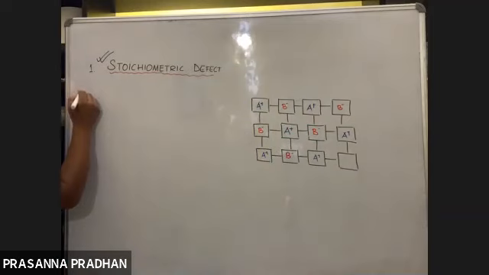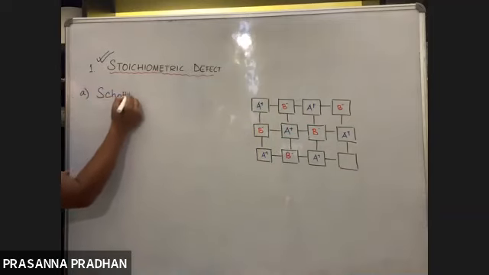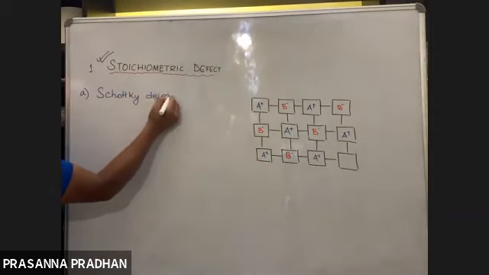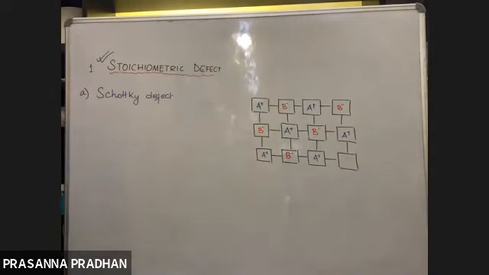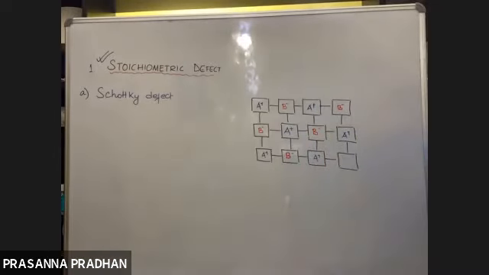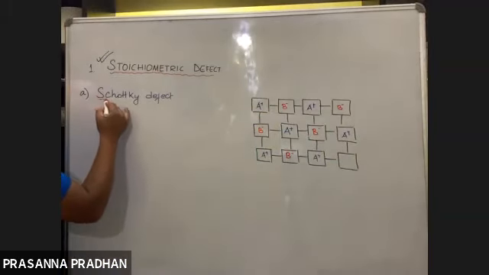What are the two types? Number one is your Schottky defect, and the other one is the Frenkel defect. Schottky and Frenkel. First I'm going to discuss your Schottky defect.